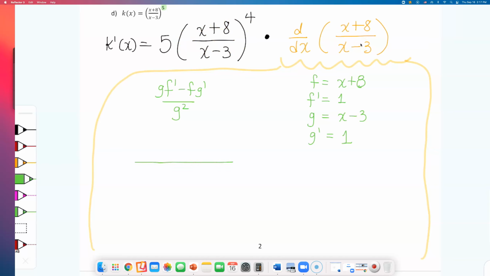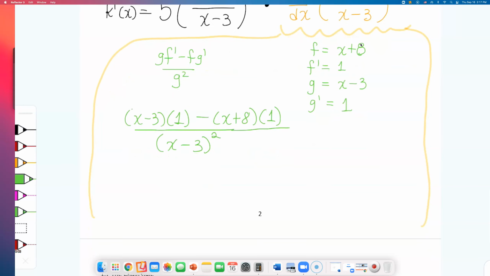The denominator is going to be x minus 3 squared. The numerator is going to be x minus 3 times 1 minus x plus 8 times 1. We just did quotient rule last class, so I know you guys remember this. All right, let me simplify the numerator. The numerator will simplify to be x minus 3 minus x minus 8. The denominator is x minus 3 squared. So if I simplify the like terms, I will get negative 11 over x minus 3 squared.